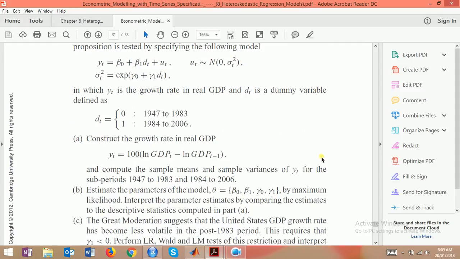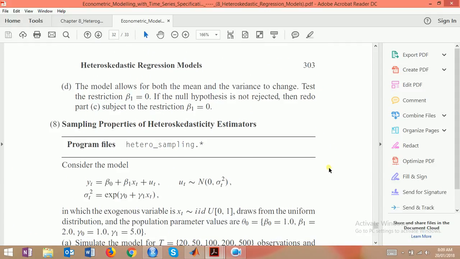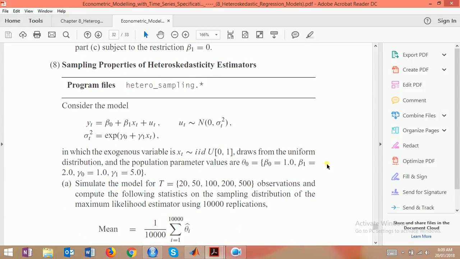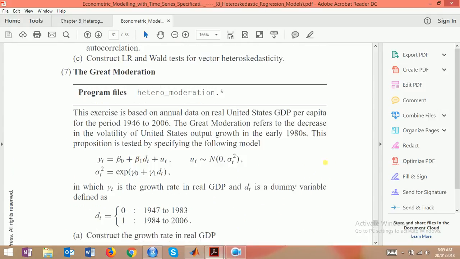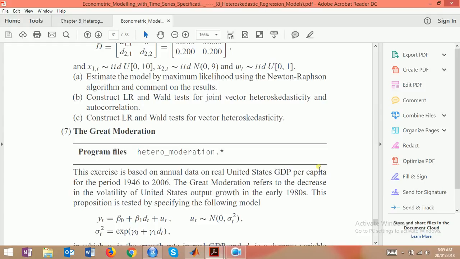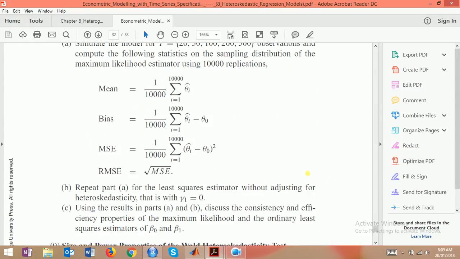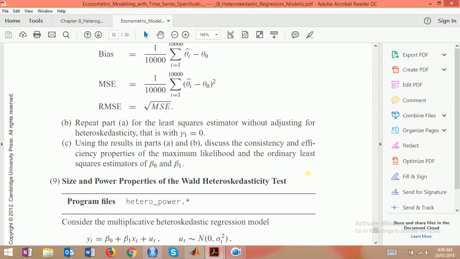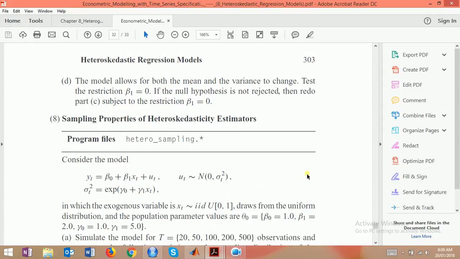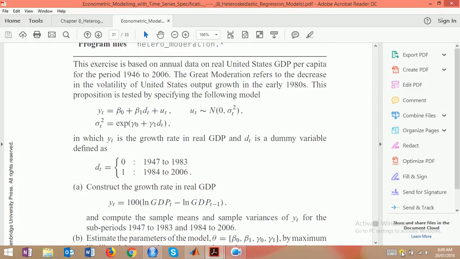Alright, if there is more, testing for vector heteroscedasticity and autocorrelation. I don't think we'll go into great detail because that is the same problem. There are so many problems here. Okay, I'll go on for a while. Let's see how much I can cover.